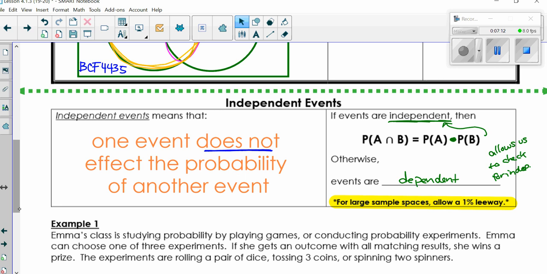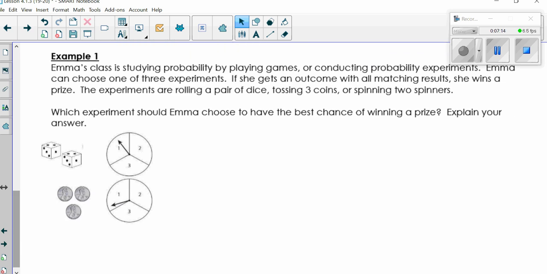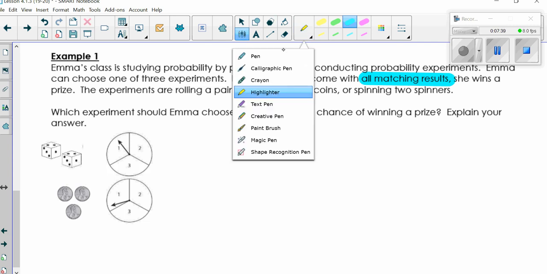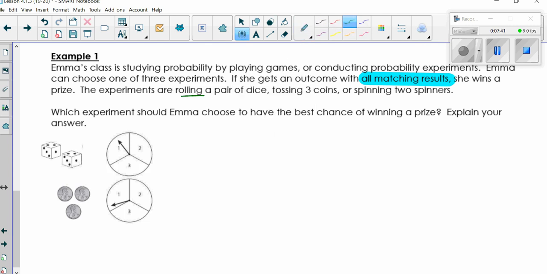Okay, so let's go through the examples. Example 1 says Emma's class is studying probability by playing games or conducting probability experiments. Emma can choose one of 3 experiments. If she gets an outcome with all matching results, she wins the prize. Okay, so here's what's important. She wins if she gets all matching results. The experiments are rolling a pair of dice, tossing 3 coins, or spinning 2 spinners. Which experiment should Emma choose to have the best chance of winning a prize?